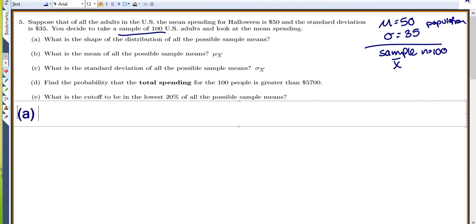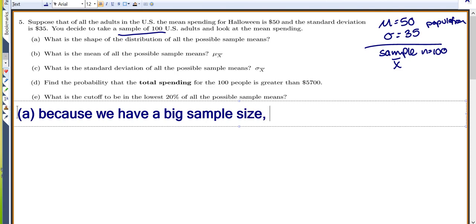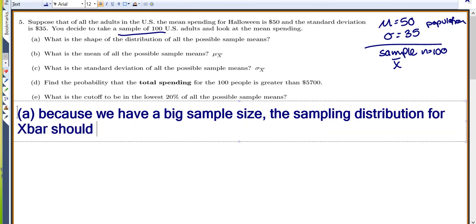Well, we know thanks to our central limit theorem that if our original distribution is normally distributed or our sample size is at least 30, then the distribution for all of our possible sample means should also be normally distributed. So, because we have a big sample size, the sampling distribution for x bar should be approximately normal.